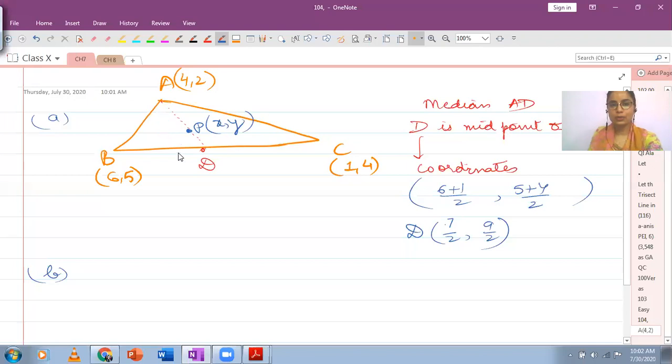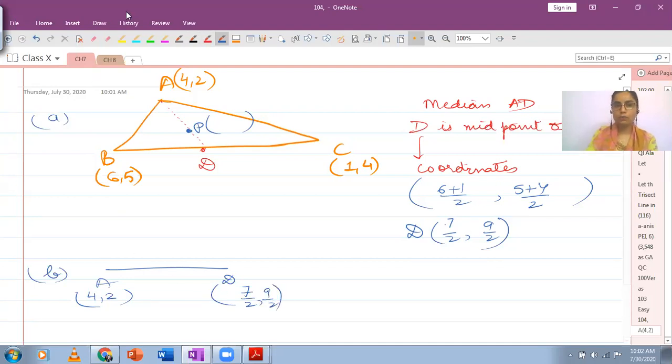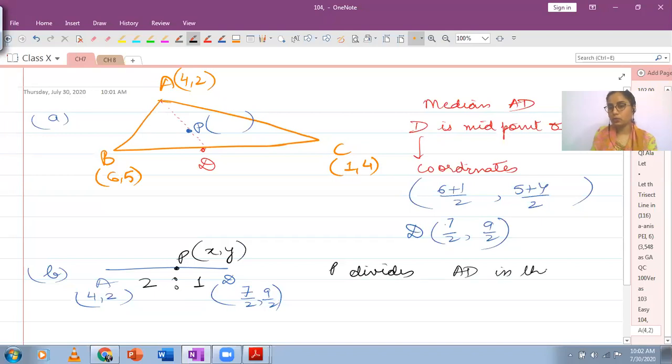So what you can do is you can draw it separately. That we have the line segment AD, you have the coordinates of A as 4, 2. The coordinates of D obtained in first part are these, and over here I have a point P lying somewhere which divides this line segment in the ratio 2:1. So I want to find out the coordinates of P. So P divides AD in the ratio 2:1.